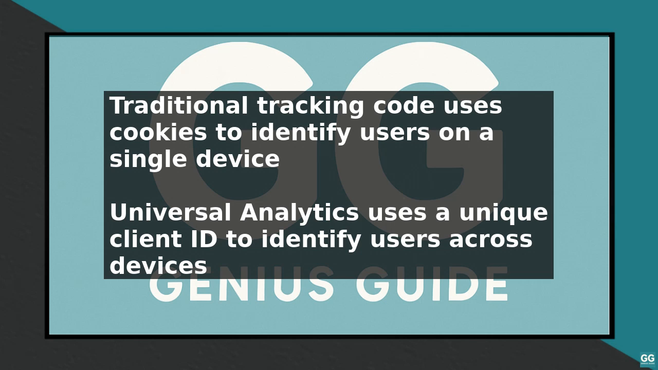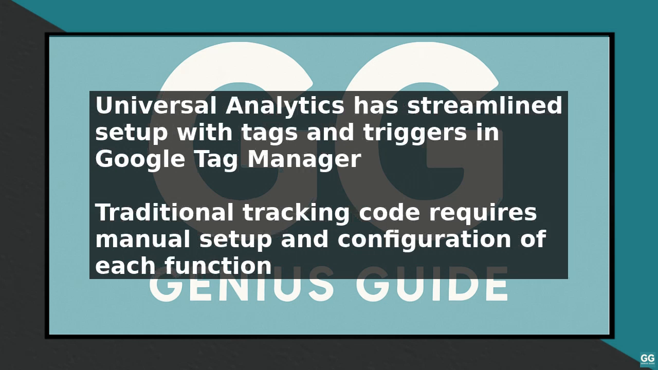Now let us look at some practical examples. Suppose you have an e-commerce website and you want to track transactions. With the traditional tracking code, you would use the _trackTrans function to collect data about each transaction. With Universal Analytics, you would use the ga function to collect data about each transaction.